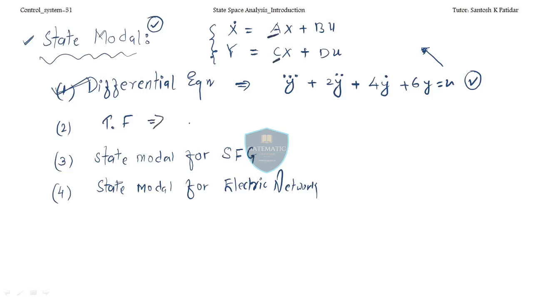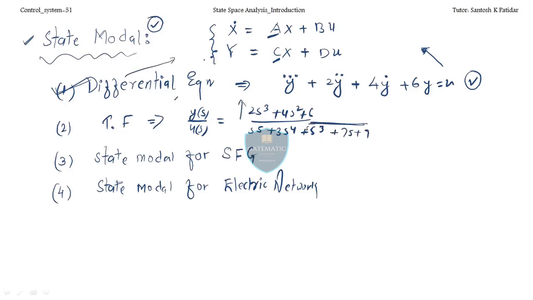In the transfer function mode, they will clearly give you the transfer function, which is nothing but output divided by input. They will give something like 2s cube plus 4s square plus 6, divided by s to the power 5, 3s to the power 4, 5s cube plus 7s plus 9. This is the form of a transfer function. Now they'll give this and ask what the state model is. So for all these things we are going to find out the state model.